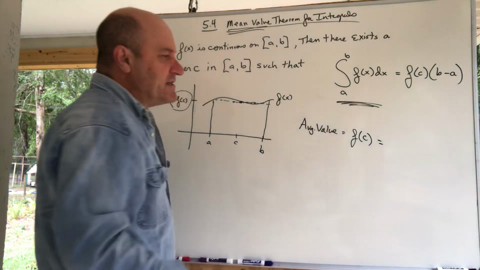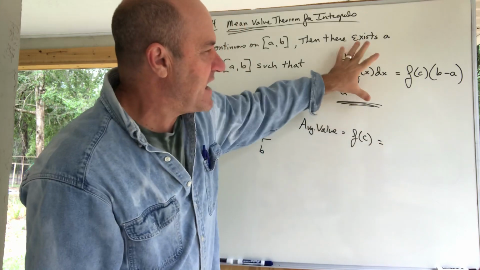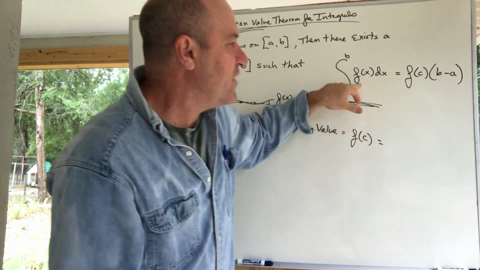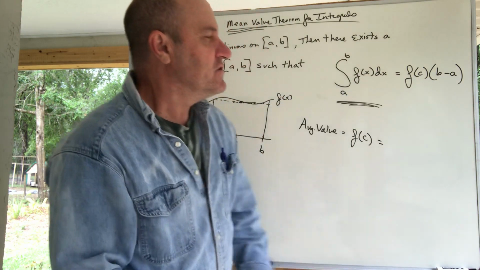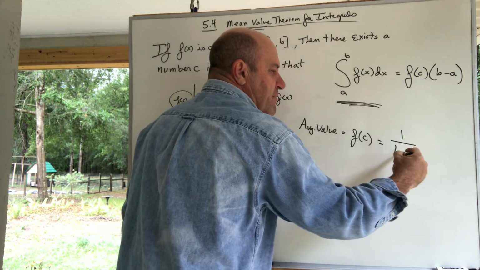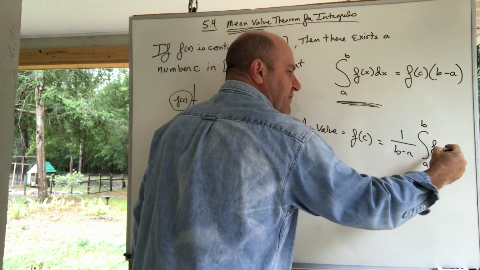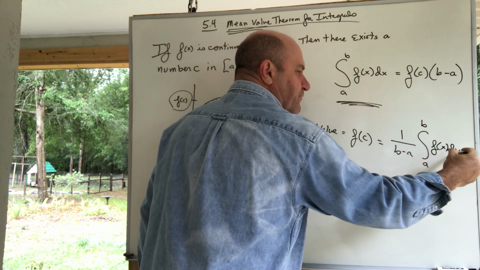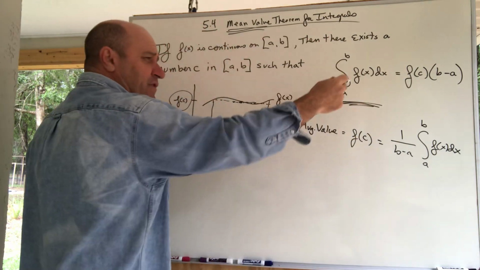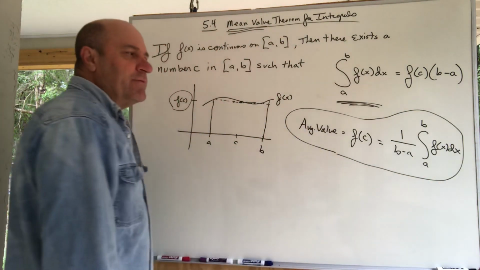And so what is it? It's this integral divided by this width. It's the area divided by this width that will give you the height. So the way I divide by that width is I put 1 over b minus a in front of this integral from a to b, f of x dx. So this is the mean value theorem, but it leads quickly to finding the average value.